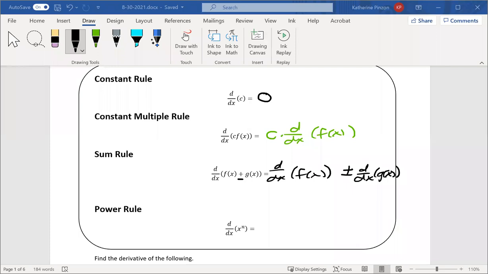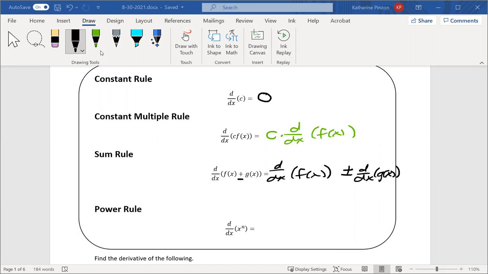So constant rule, derivative of a constant is 0. That comes from last week. These all come from the derivative rules. The derivative of a constant times a function is a constant times the derivative of the function. The derivative of two functions added or subtracted is, take their derivatives separately, and add or subtract them.